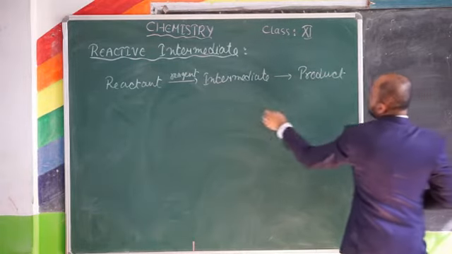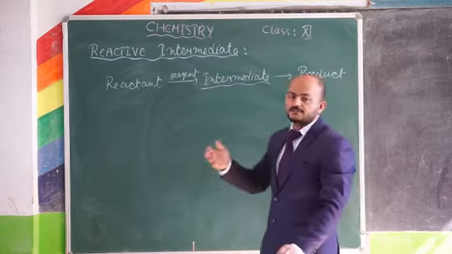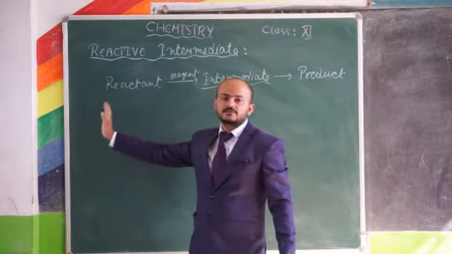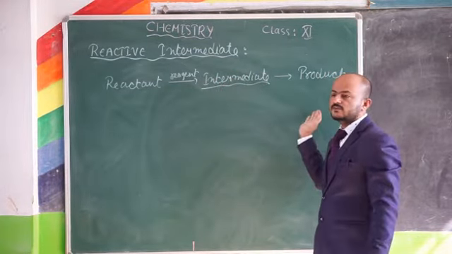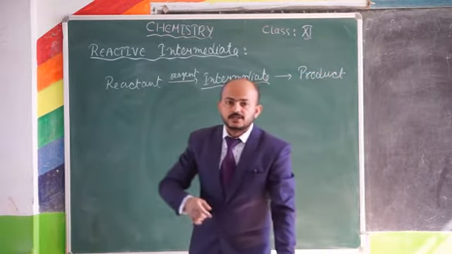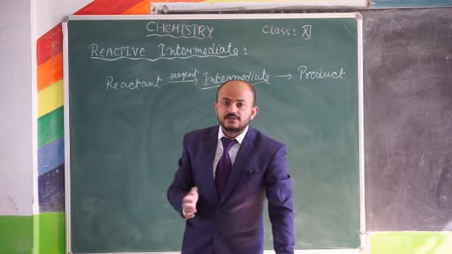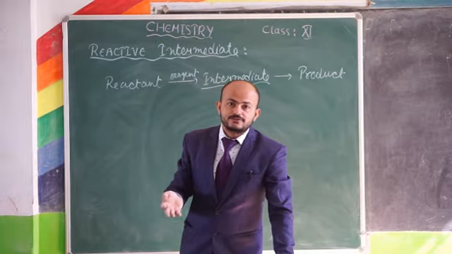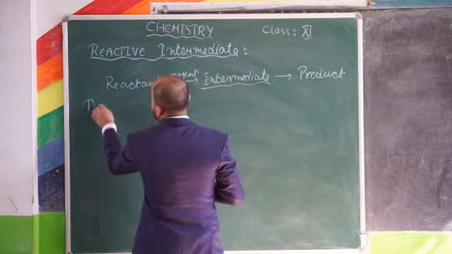Reactive intermediates are those compounds which are not present at the beginning of the reaction, and which will not be found after the reaction gets over. But in between, there are some species formed, and these species are known as reactive intermediates. Now there are four main types of reactive intermediate.